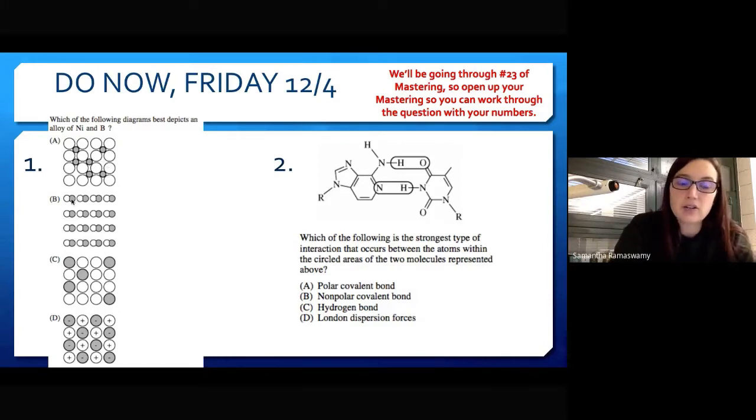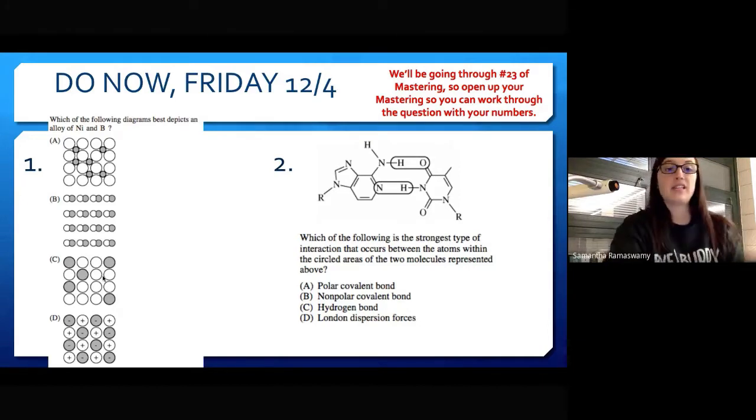B is actually showing a compound of Ni and B. Each one of these is a molecule of Ni bonded to B. That's not true. That would be an intermetallic compound, not an alloy. C shows a substitutional alloy. If instead of nickel and boron, this was two metals that were similar in size, we would expect C to be the answer. But because nickel and boron are different sizes, C cannot be correct.